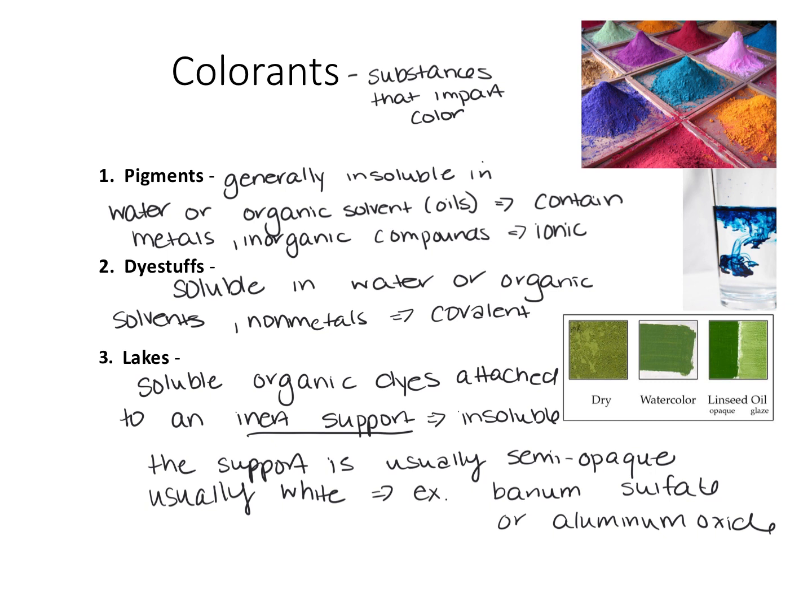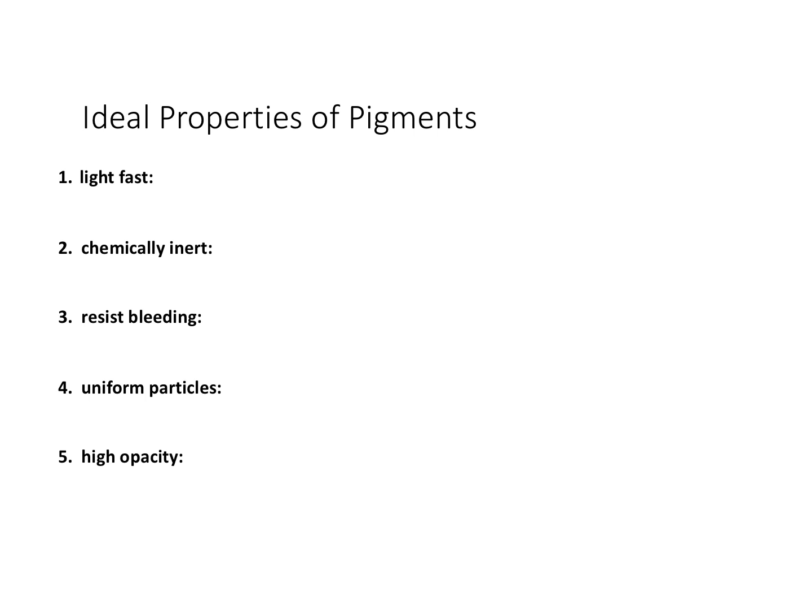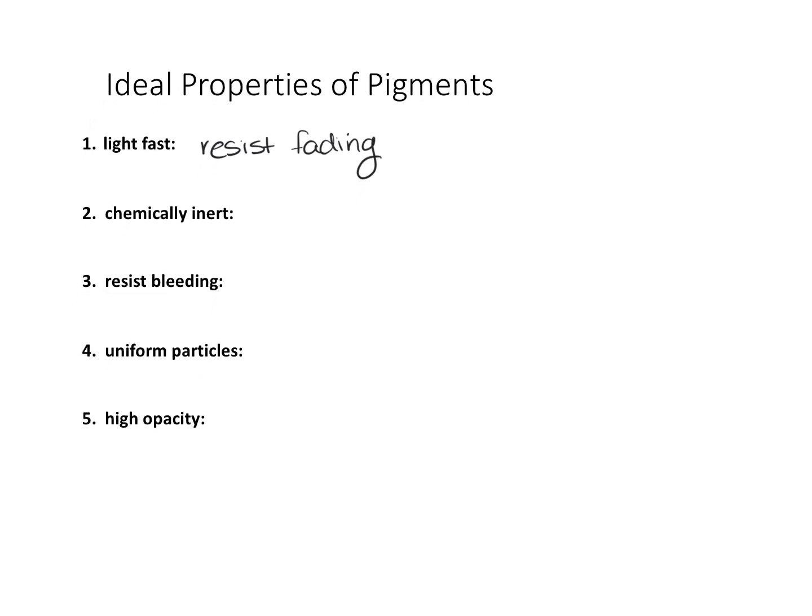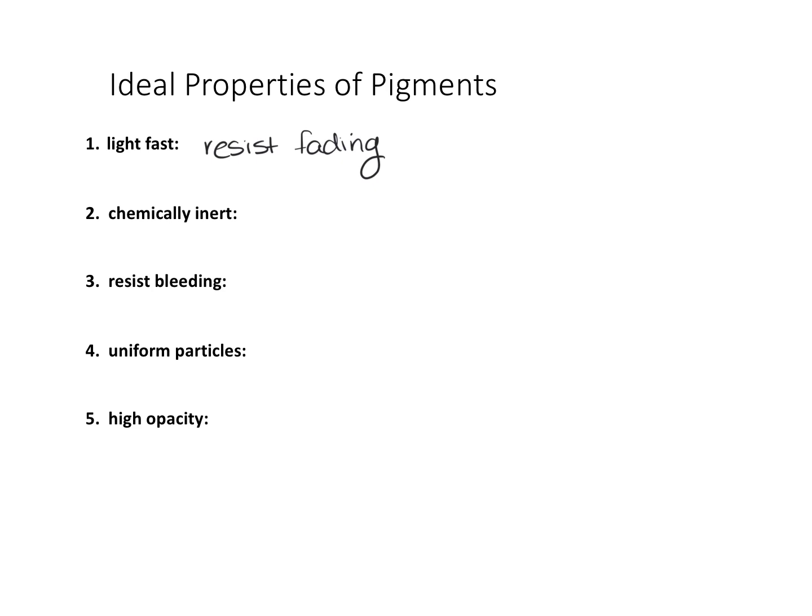Now, the rest of the screencast is just going to talk about pigments. So we've got some ideal properties of pigments. And the first ideal property is we want it to be light fast. And what I mean by that is we want it to resist fading. Okay? If we put it in the sun, we don't want it to fade. Okay? We want it to be chemically inert. We don't want it to react with other things. So we want it to resist oxidation.